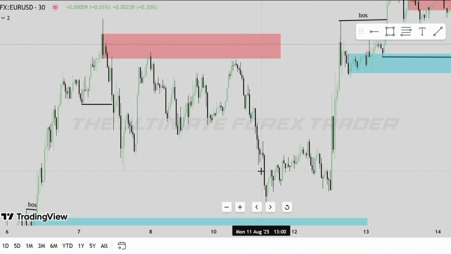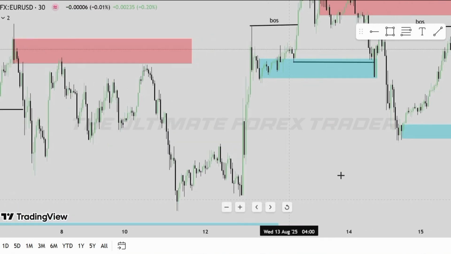So yeah, order blocks are something that you can use in your trading arsenal. They are a tool and a concept that you can see in any asset class, not only on Forex, but you can use order blocks on crypto, indices, and so on. So yeah, order blocks.